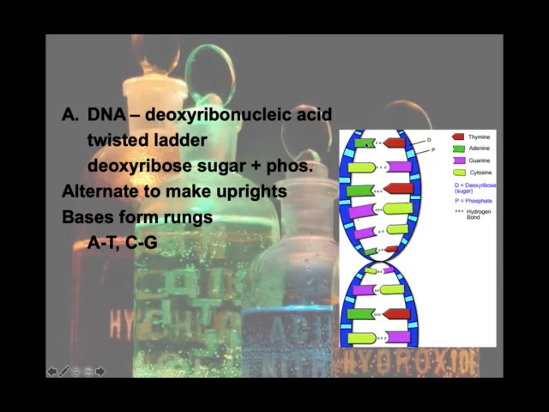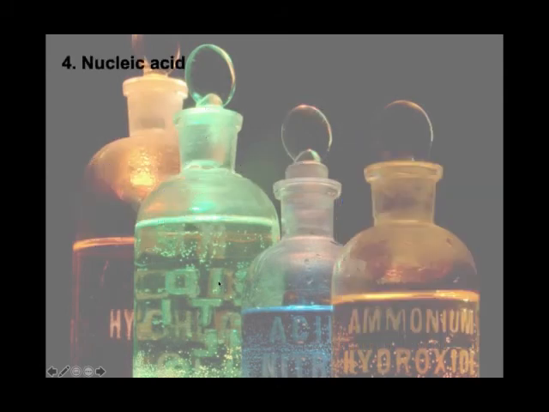So if there's an A on this side, there has to be a T on the other side of it. If there's a C on this side, cytosine, guanine has to be on the other side. If there's a guanine on this side, there has to be a cytosine across from it. And that's how the molecule is structured.